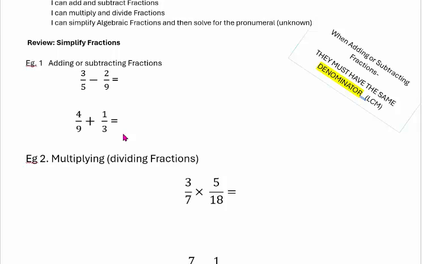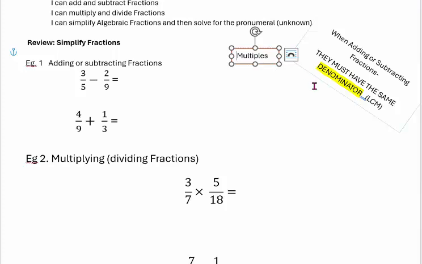But I'm getting ahead of myself. Let's have a look at this: 3 over 5 minus 2 over 9. You're probably realizing that in my videos I go through how I think about it. So I look at the 5 and 9, and I say to myself, how am I going to get the same denominator? What's a number that 5 and 9 both go into? If I don't know, I'm going to show you the strategy that we use.